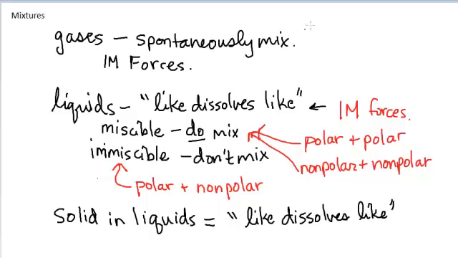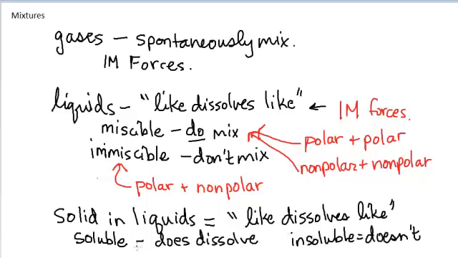All right. We don't use the words miscible and immiscible for solids and liquids. You may recall that we use the terms soluble and insoluble. Soluble means it does dissolve. Insoluble means it doesn't dissolve. And again, like dissolves like, so things that have similar intermolecular forces will dissolve in liquids that have similar intermolecular forces to it. And this is one of the reasons why ionic compounds so readily dissolve in water.